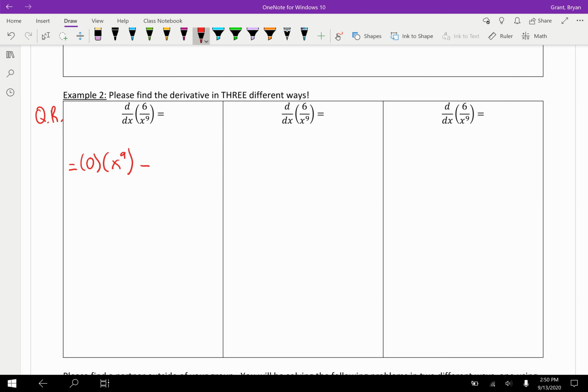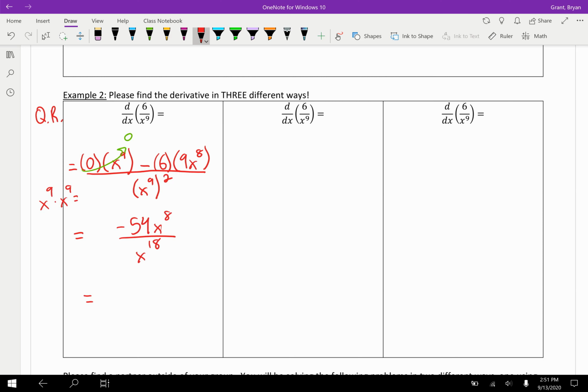Quotient rule: minus, keep the first one the same, derivative of the second, 9x to the 8th, all divided by the denominator squared. Cleaning this up, 0 times anything is 0, so no need to do that. We'll have to do 6 times 9, that's 54 with a negative x to the 8th, and then with these two, x to the 9th times itself, add the exponents gives us x to the 18th, it's not x to the 81st.